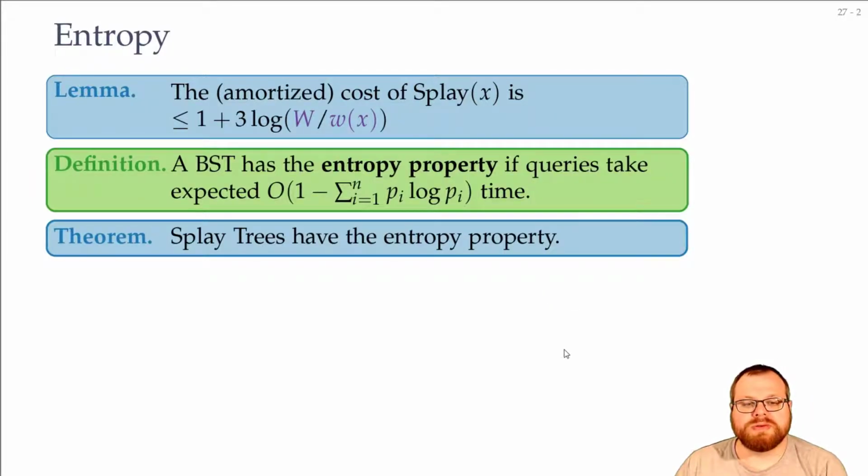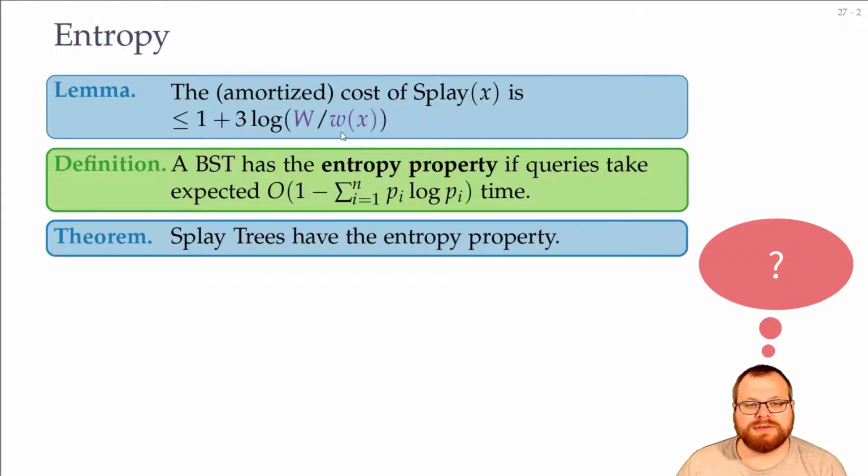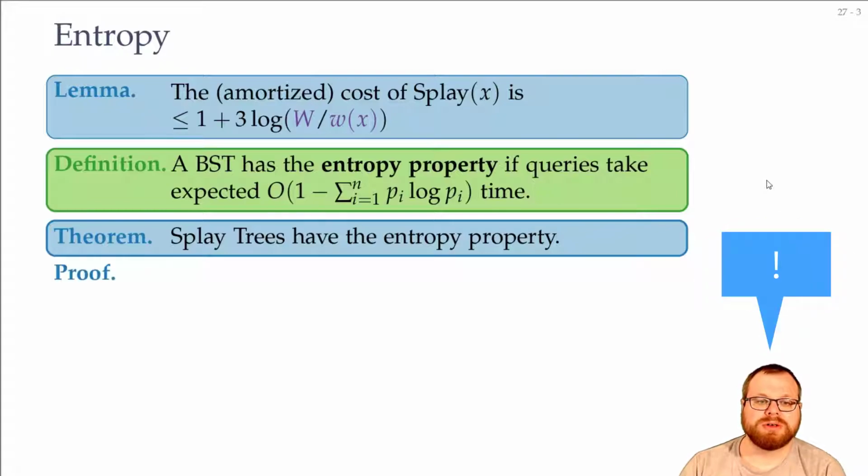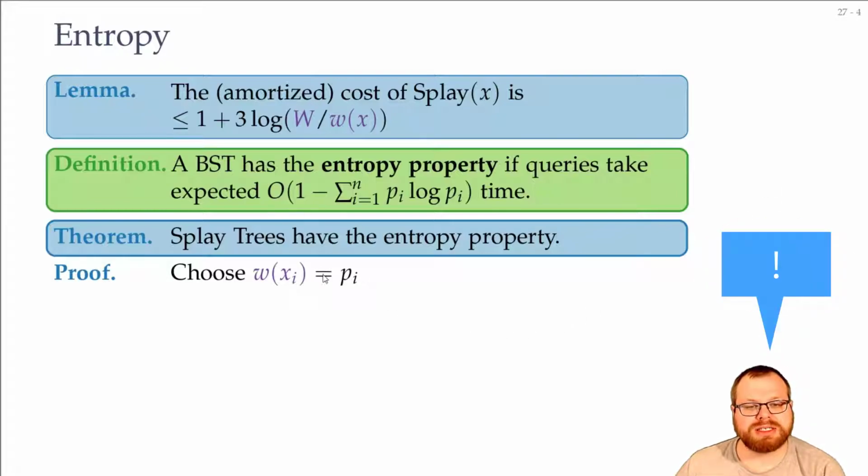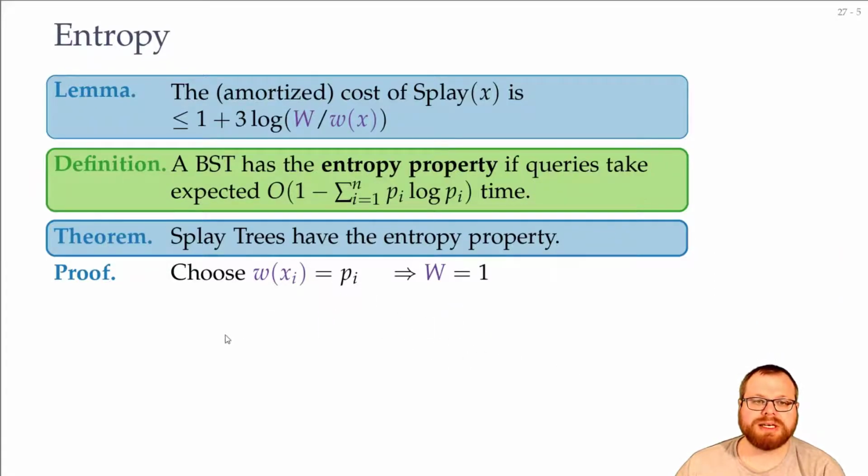So we want to prove that we have the entropy property. That means again we have to assign some weights to the nodes. Which weights would you pick? It's very simple, we just take the probability as the weight. So we only use the probabilities for the analysis, but not for the tree itself. Now the sum of the weights is 1, and we get the amortized cost from the access lemma.